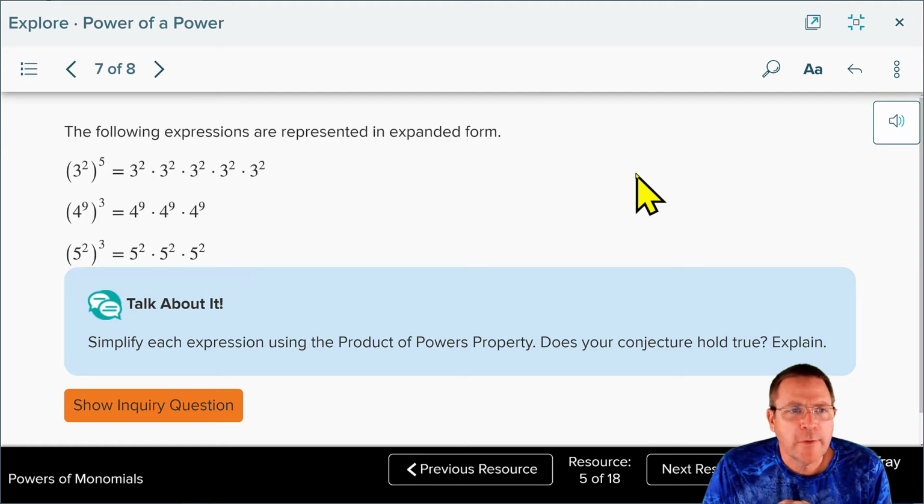So let's take a look at these other examples they've given us here. You've got 3 squared raised to the 5th power.